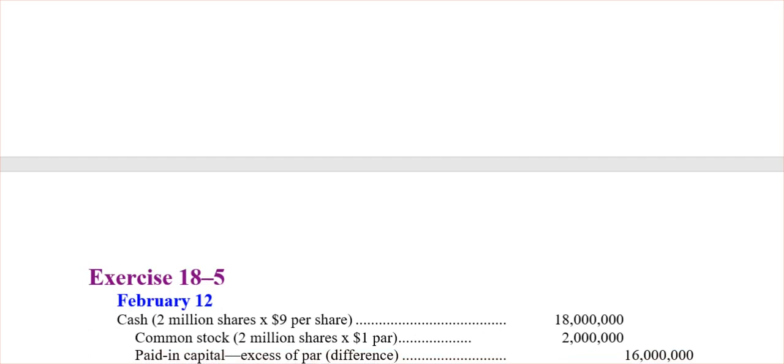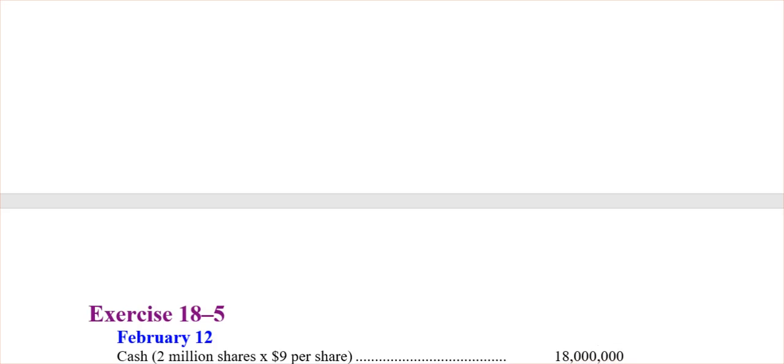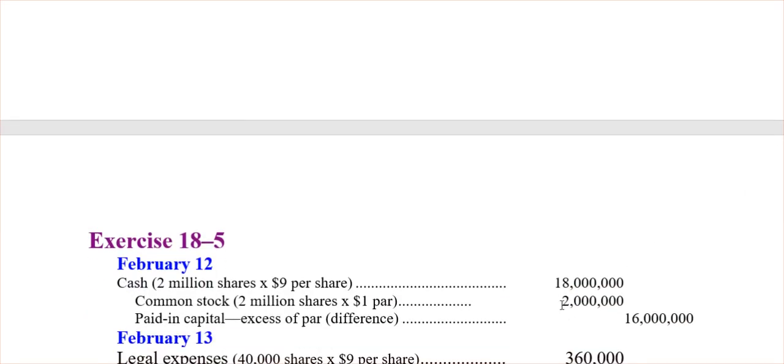First one is fairly straightforward. I don't really know why this 2 is looking like a debit when obviously when you look at the transaction it should be a credit. I tried to fix it, but it is determined in this Word document to go back to its old way of being. So the common stock should be a credit for $2 million, and the paid-in capital in excess of par is recorded as a difference.